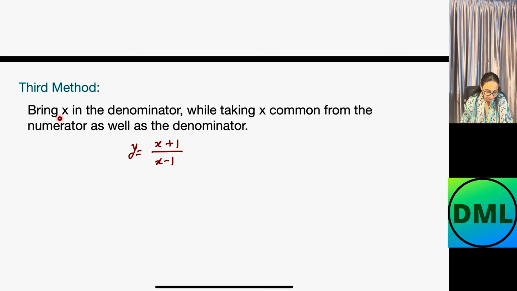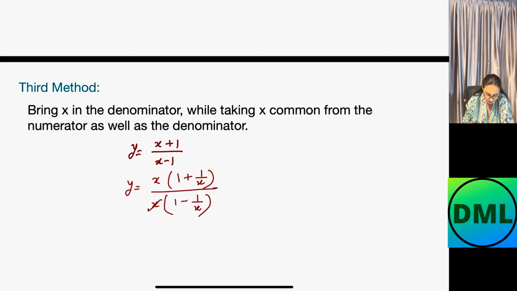In the third method, bring x in the denominator while taking x common from the numerator as well as the denominator. I need to take out x as a common factor from the numerator and denominator from both of them. Let's take out x as a common factor from numerator first. So this will become 1 and this will become 1 over x, divided by x is common here, 1 minus 1 over x. x got cancelled here. My value for y is equal to 1 plus 1 over x divided by 1 minus 1 over x.